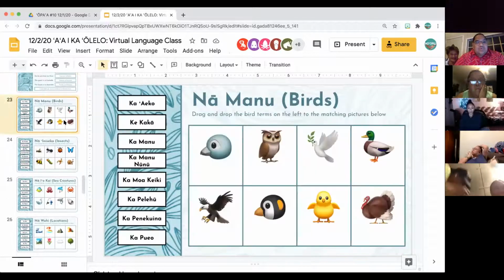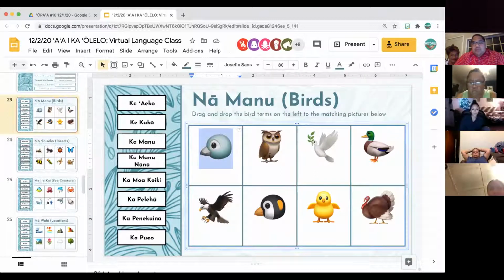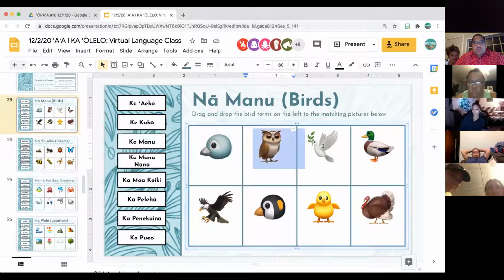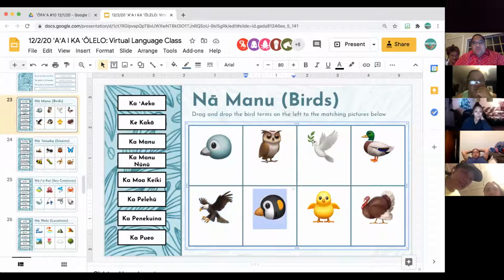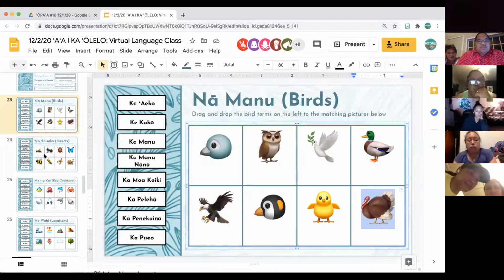Okay, so what I'm going to have you guys do is you're going to choose one bird. So everyone choose a bird right now. You have your pigeon, which is aiko. No, I think this is just the manu, like a regular bird. Then you have your pueo, your nunu, your kaka, your duck, your eagle is aiko. Then you have your penequina, your penguin, your moa keiki is your chick, and your pelehu. So choose one of those animals. Okay, yeah, put them in the chat. Keep it for later. We're going to be making sentences with these.